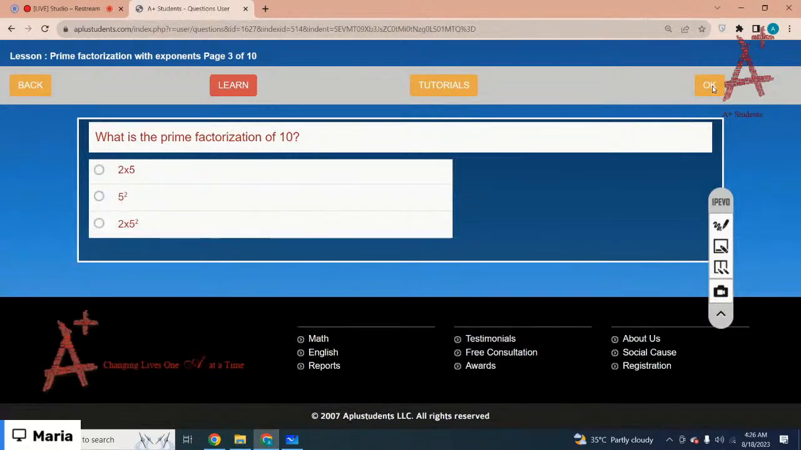What is the prime factorization of 10? Which is the correct option? Prime factorization of 10 is 2 times 5, right? The correct option is 2 times 5.